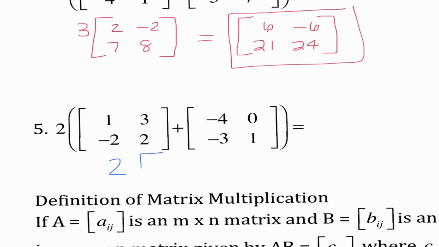Okay, so number 5, I'm going to do the same way. So I would get negative 3, negative 5, 3, 3. When I distribute that, I would get negative 6, negative 10, 6, 6.